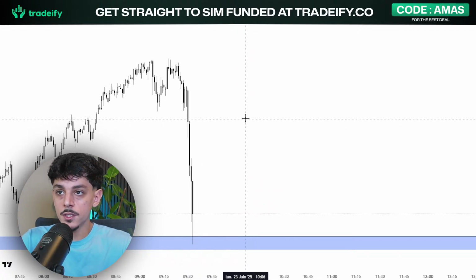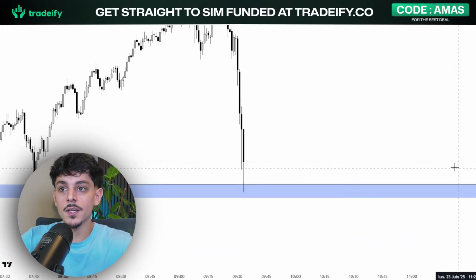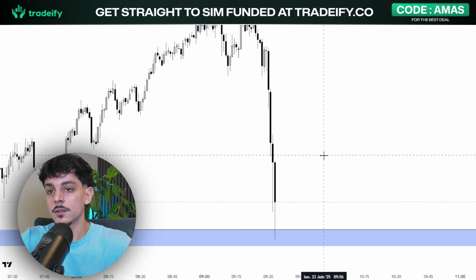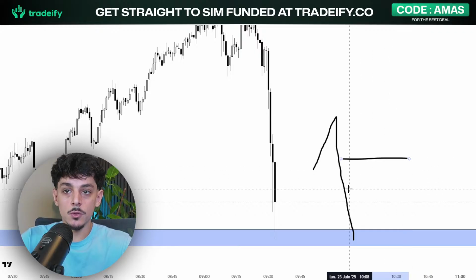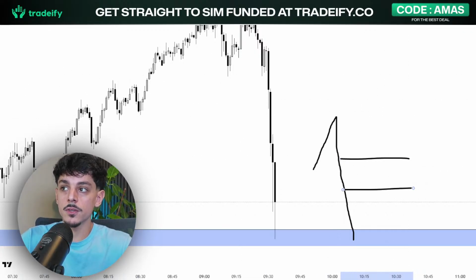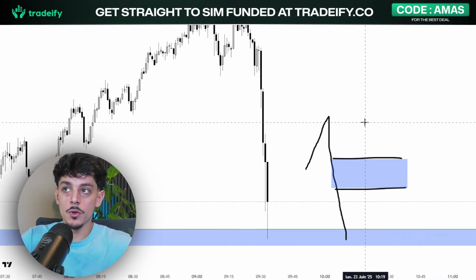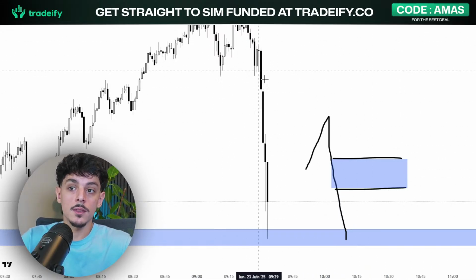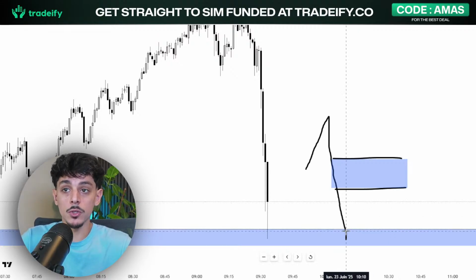But right here, I don't only look for an inversion fair value gap. I want the leg that created the sweep to be a swing high to swing low, and I want the leg that created the sweep to be a singular fair value gap. So I need to find a time frame, whether it's on the 1, 2, 3, or 5-minute chart, where we have a leg, a swing high to a swing low, that created the sweep with only one fair value gap on the time frame I'm looking at.